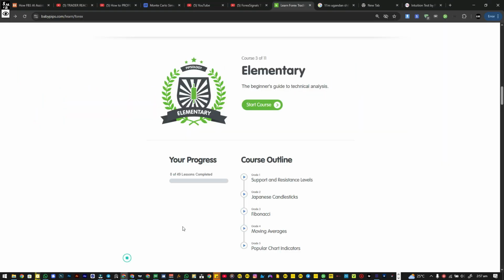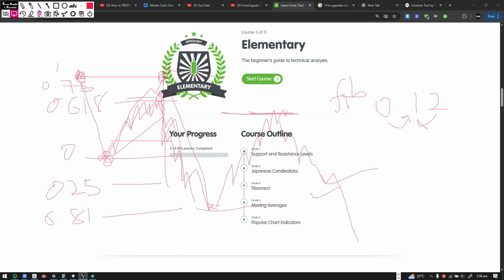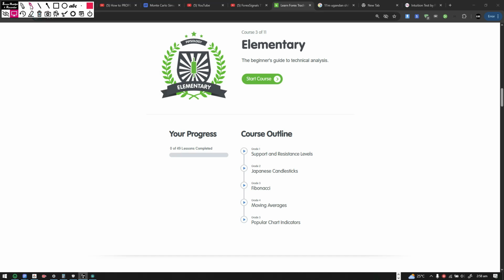Let's move to moving averages. I don't use moving averages, but I need to know something about it. What's a moving average? A moving average is an indicator.